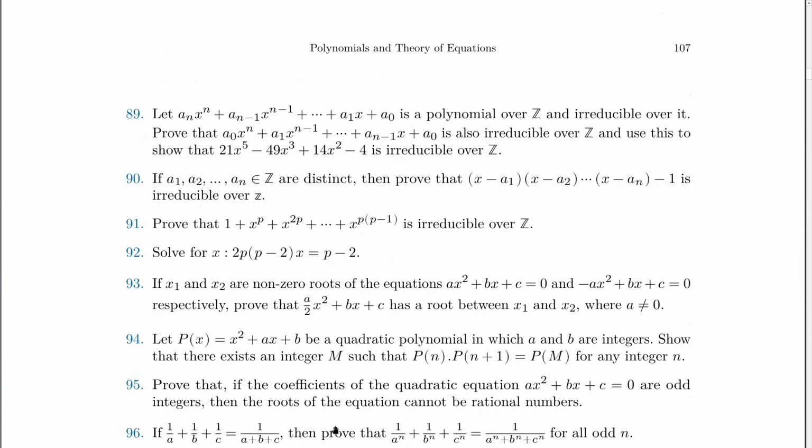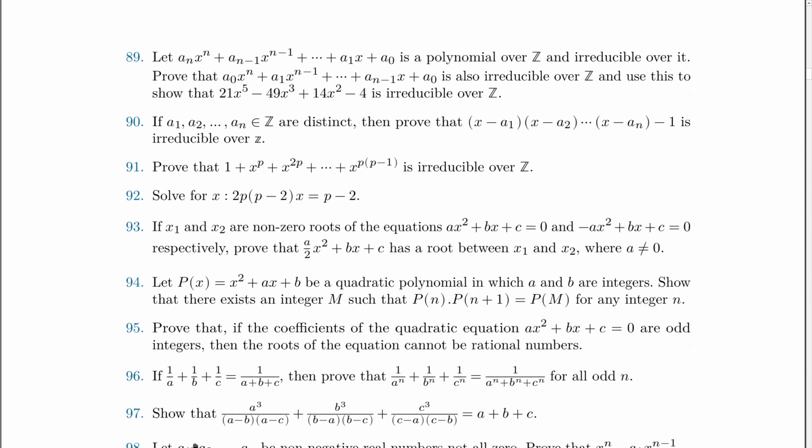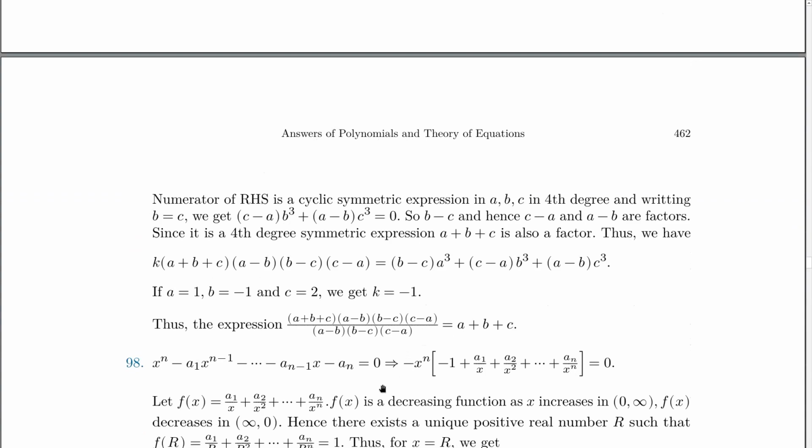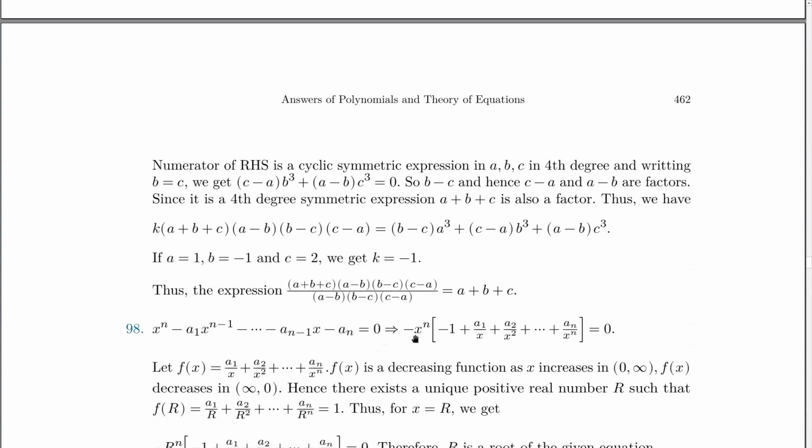Now we go to question number 98. Let a1, a2 up to an be non-negative real numbers, not all zero. Prove that x^n - a1 x^(n-1) - ... - a(n-1) x - an = 0 has exactly one positive real root. So what we do here is we take out -x^n common. So in the bracket we have -1 + a1/x + a2/x^2 and so on up to an/x^n.